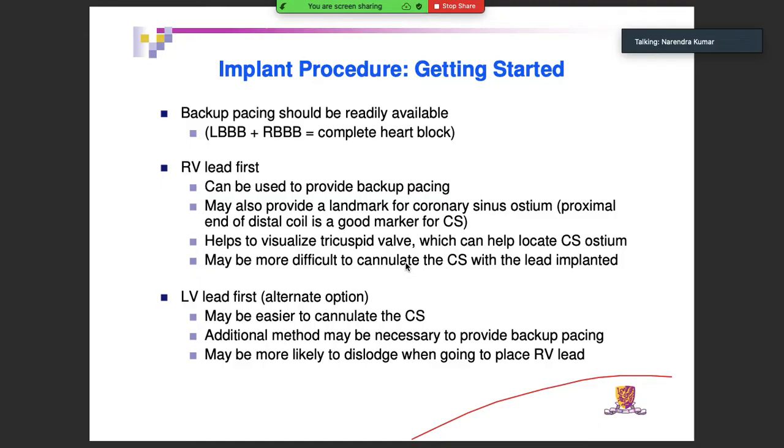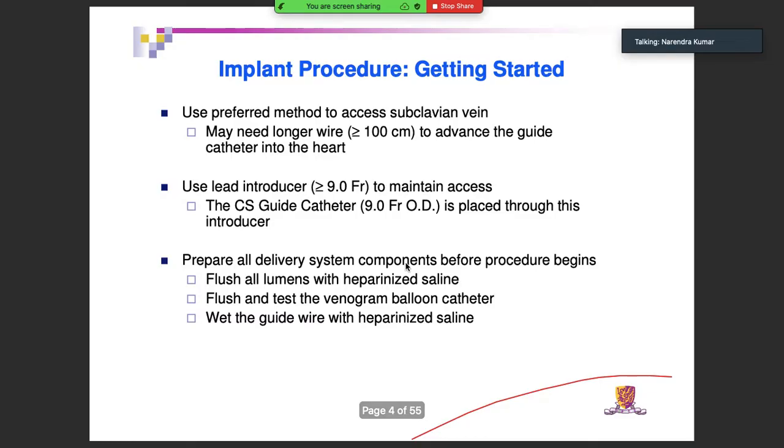When you're trying to put the lead in the RV position, always look out for ectopy. If you do not see ventricular ectopies whenever you're putting the RV lead, be suspicious that you are somewhere in the coronary sinus. So sometimes it may be easier to cannulate the coronary sinus, and yes, even that can be used for backup pacing as well. But don't forget that the CS lead can also easily get dislodged.